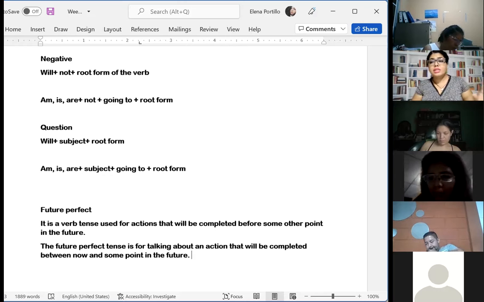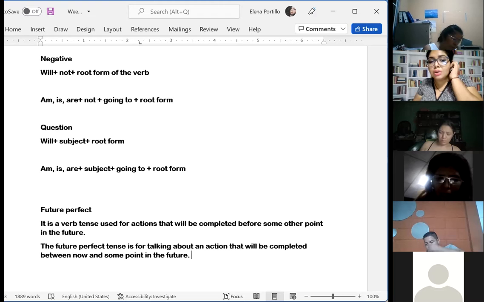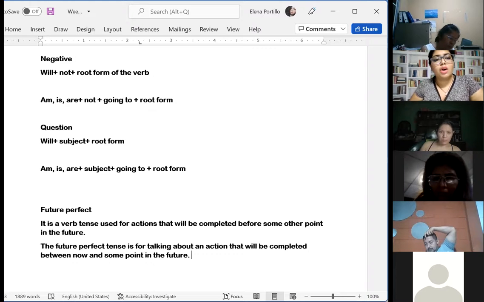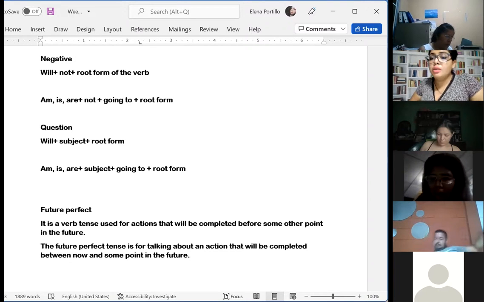So we have that. This is a verb tense used for action that will be completed before some other point in the future. And also it says that the future perfect tense is for talking about an action that will be completed between now and some point in the future. So in this case, we can say that in this kind of tense, it is something that is going to begin now in this moment, and then it will be completed in the future.